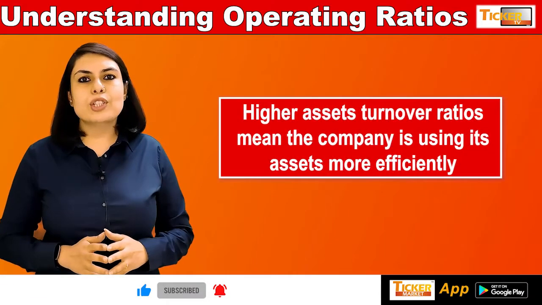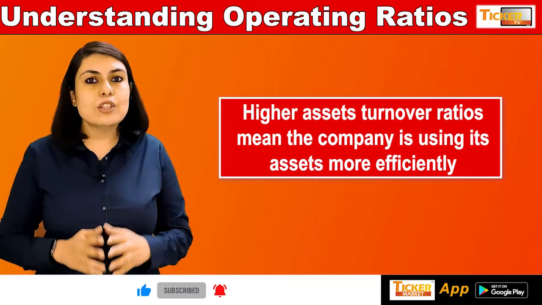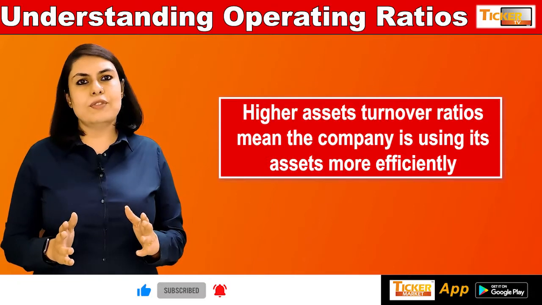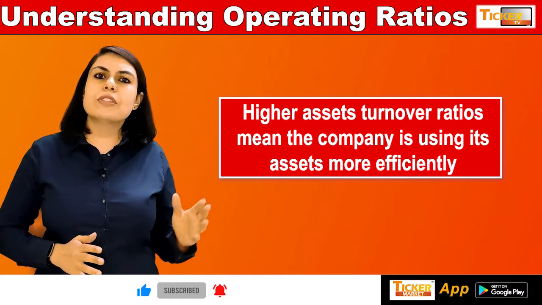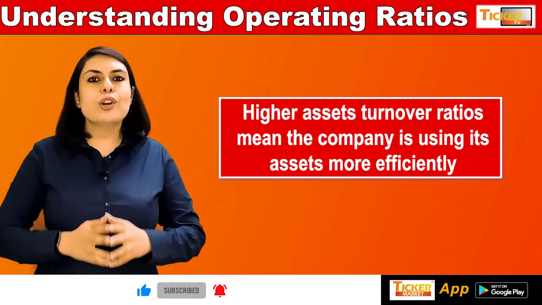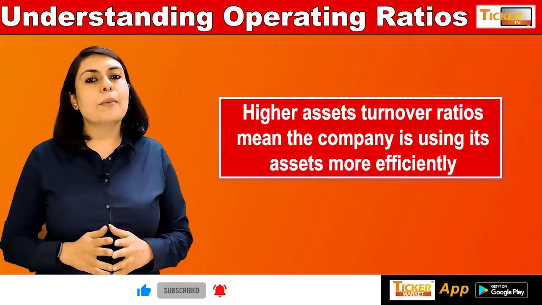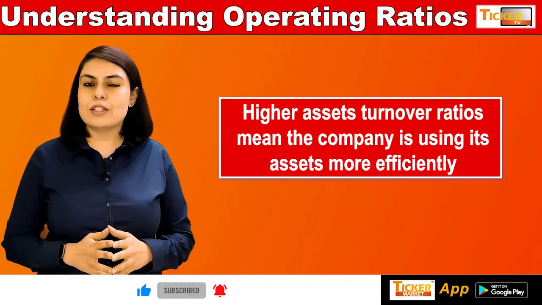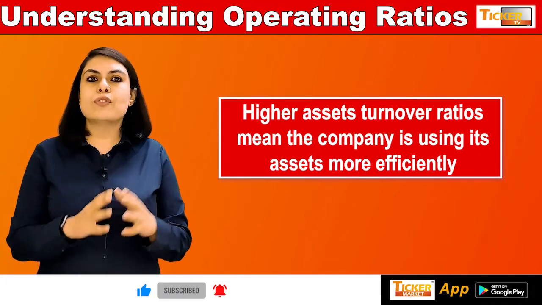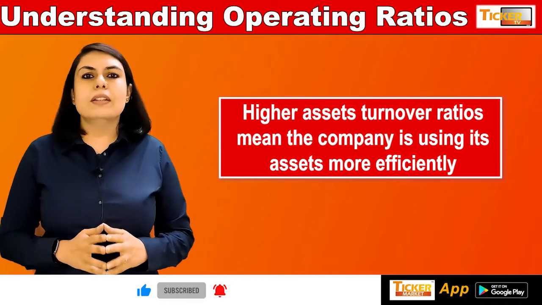Higher asset turnover ratios mean the company is using its assets more efficiently. Lower ratios mean that the company isn't using them efficiently and most likely has some management or production problems. For example, a ratio of 1 means that the net sales of the company equals the average total assets for the year. In other words, the company is generating ₹1 of sales for every rupee invested in the assets.